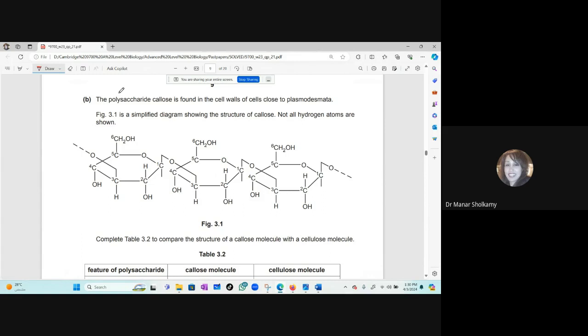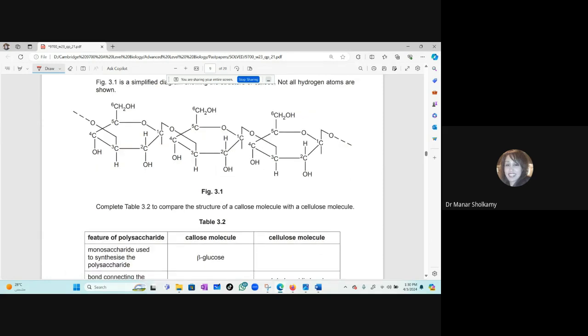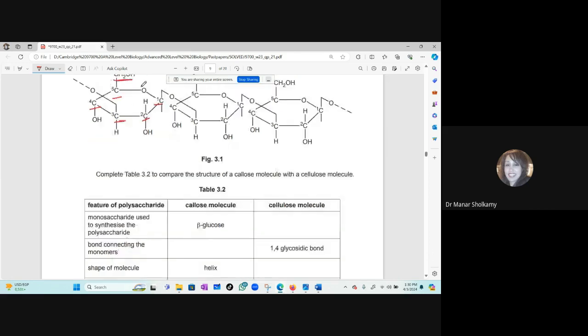B. The polysaccharide callose is found in the cell walls of cells close to the plasmodesmata. Figure 3.1 is a simplified diagram showing you the structure of callose. Not all hydrogen atoms are shown. This is very similar to the ring structure of glucose: carbon 1, 2, 3, 4, 5, and carbon 6 is outside the ring. But here, carbon 1 is bonded to carbon 3.